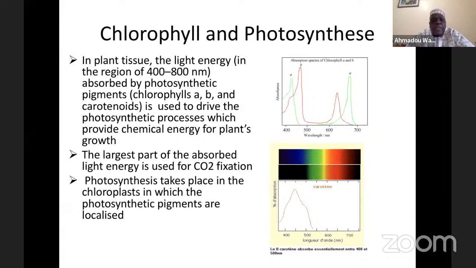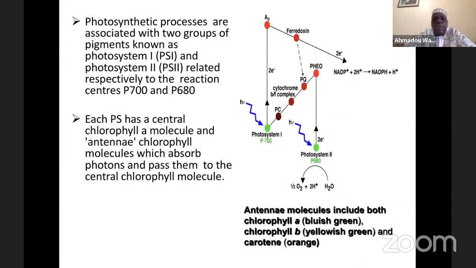This is extremely important. In plant tissue, the light energy in the region of 400 to 800 nanometers is absorbed by photosynthetic pigments, chlorophyll A, chlorophyll B, and carotenoid. It is used to drive the photosynthesis process, which provides chemical energy for plant growth. And a large part of the absorbed light energy is used for CO2 fixation. Photosynthesis takes place in the chloroplast, in which the photosynthetic pigments are localized. Here I explain a little bit the photosynthetic process.